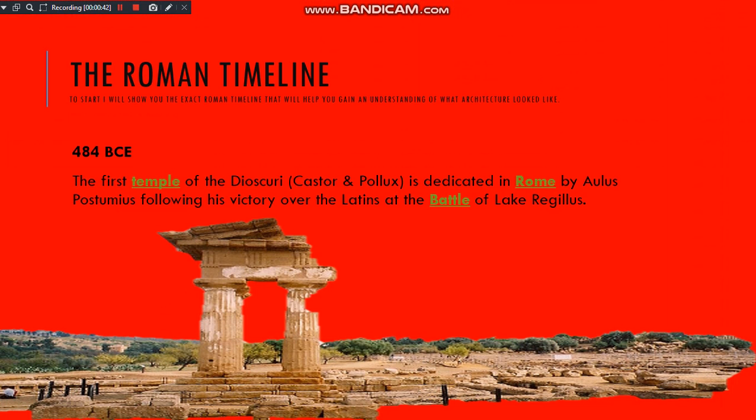So, to begin, I will be discussing the Roman timeline. I'll show you the exact Roman timeline that will help you gain an understanding of what architecture looked like. So starting off in 484 BCE, the first temple of Castor and Pollux is dedicated in Rome by Postumus following his victory over the Latins at the Battle of Lake Regillus.